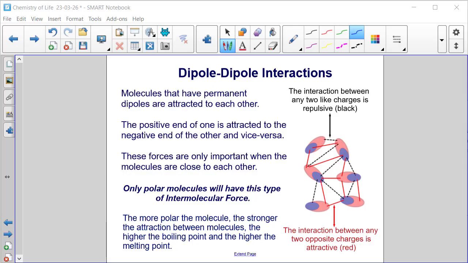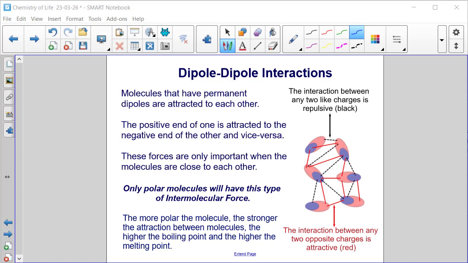Dipole-dipole interactions. Molecules that have permanent dipoles are attracted to each other. The positive end of one is attracted to the negative end of the other, and vice versa. These forces are only important when the molecules are close to each other. Only polar molecules will have this type of intermolecular force. The more polar the molecule, the stronger the attraction between molecules, the higher the boiling point, and the higher the melting point.